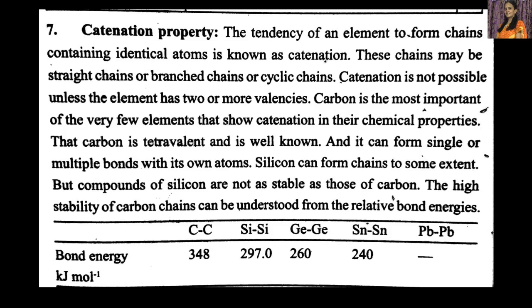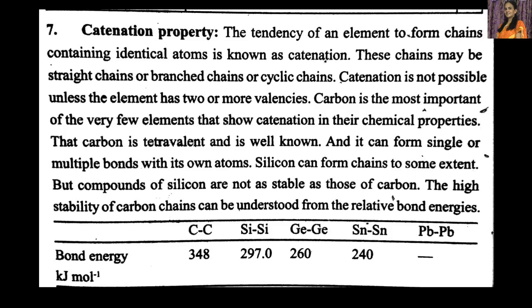So these chains may be straight chains, branched chains or cyclic chains. Catenation is not possible unless the element has two or more valences. Minimum two valences it should have, then only chains can be formed. And carbon is the most important of very few elements that show catenation in their chemical properties. Catenation is especially the special property of carbon, and carbon is tetravalent.